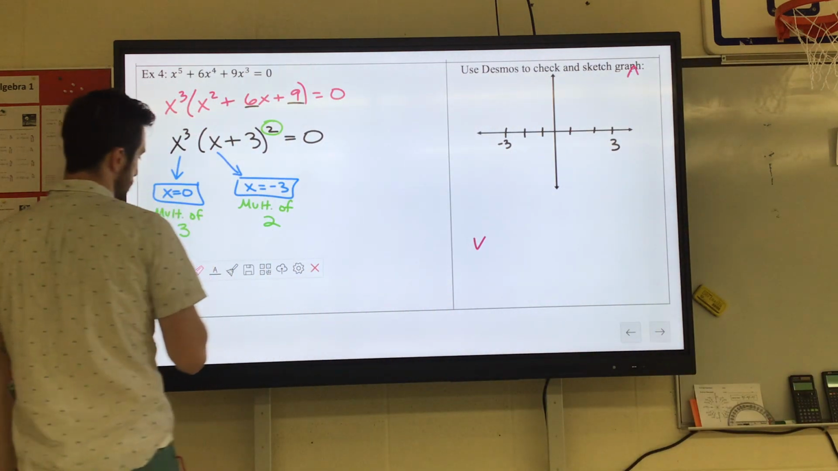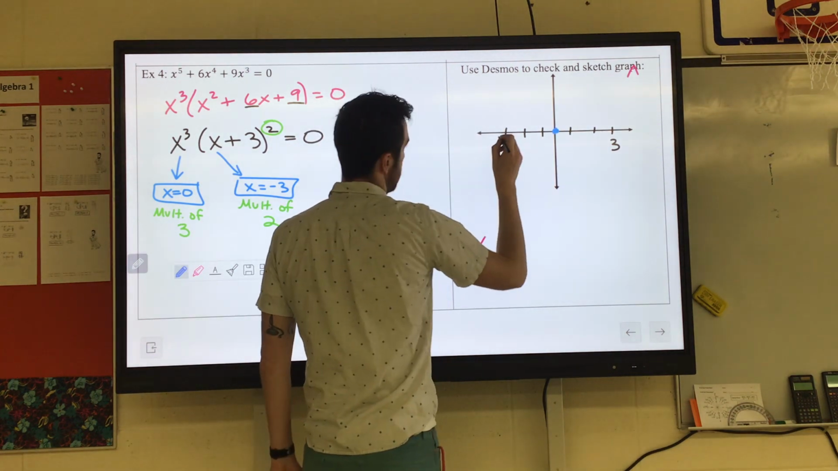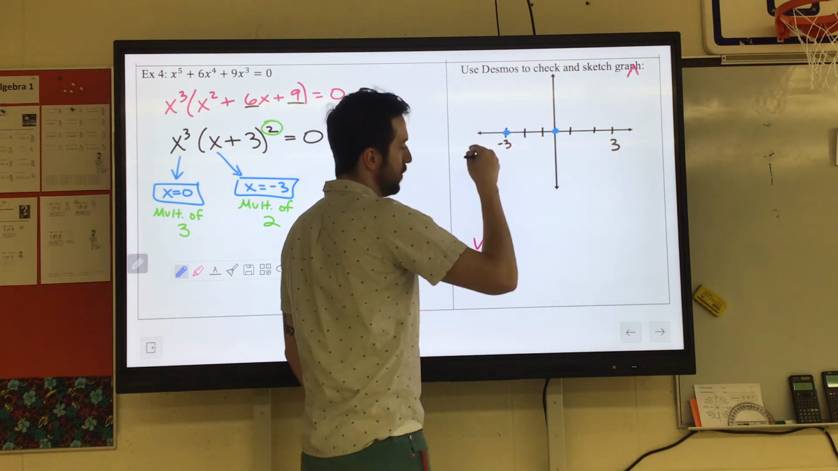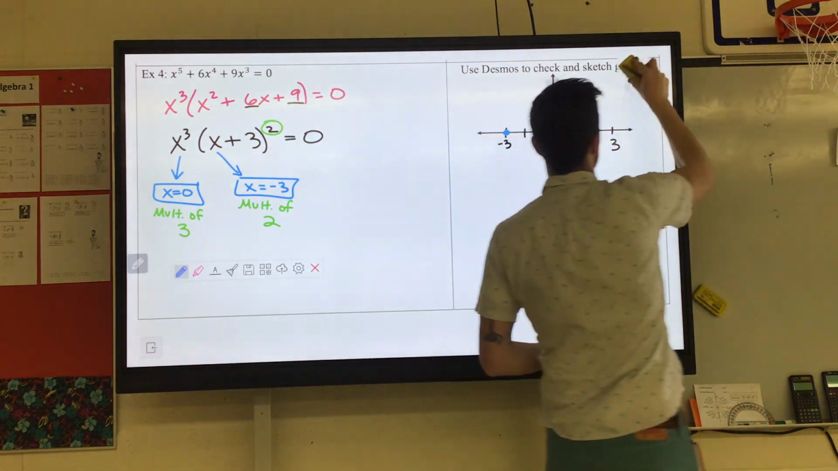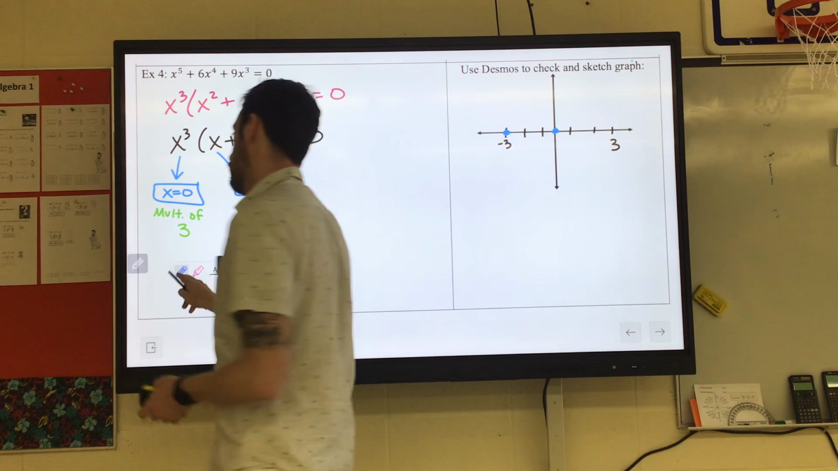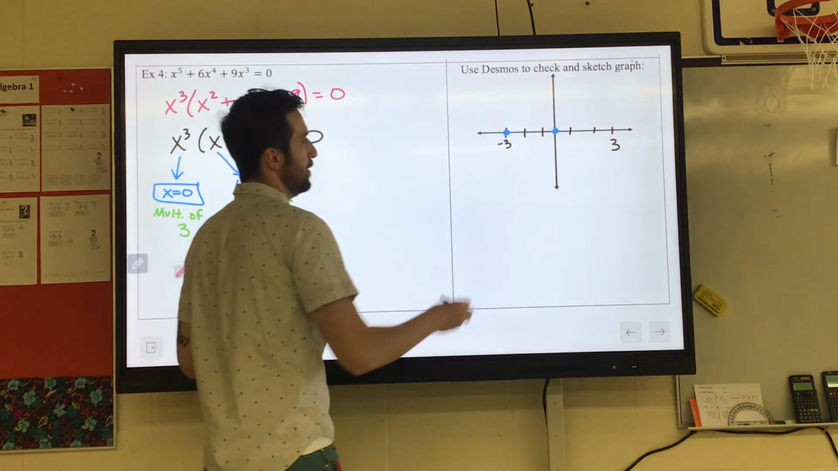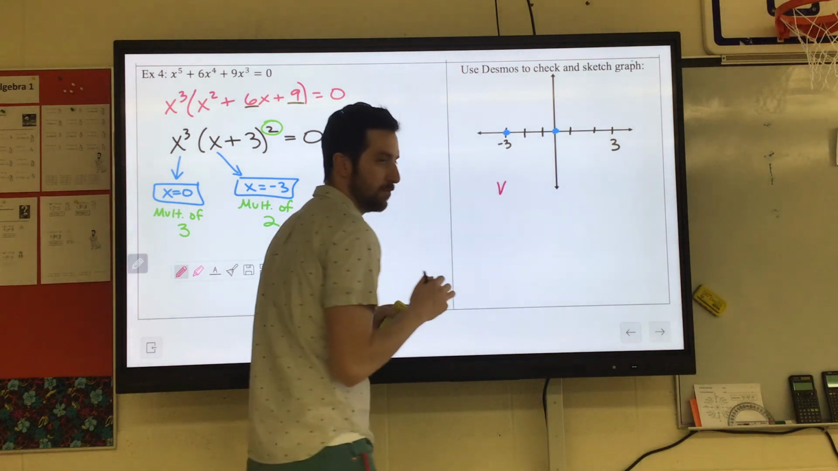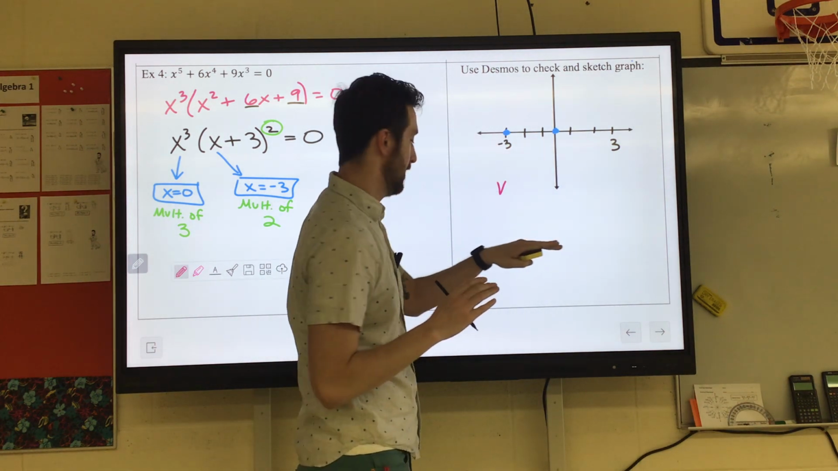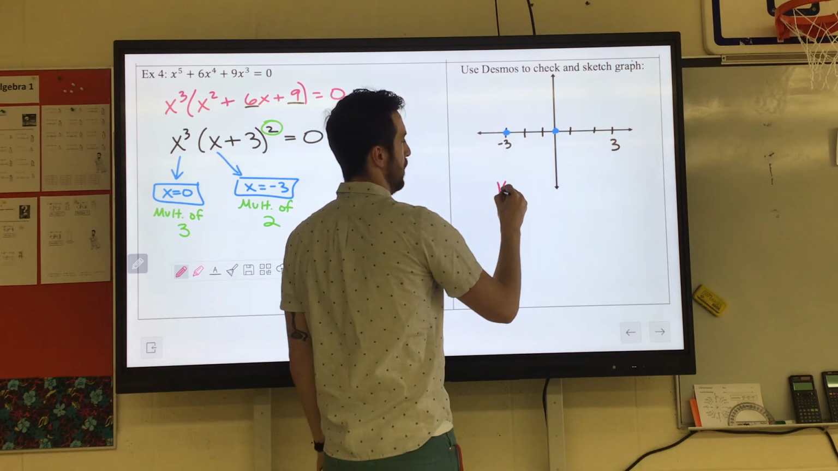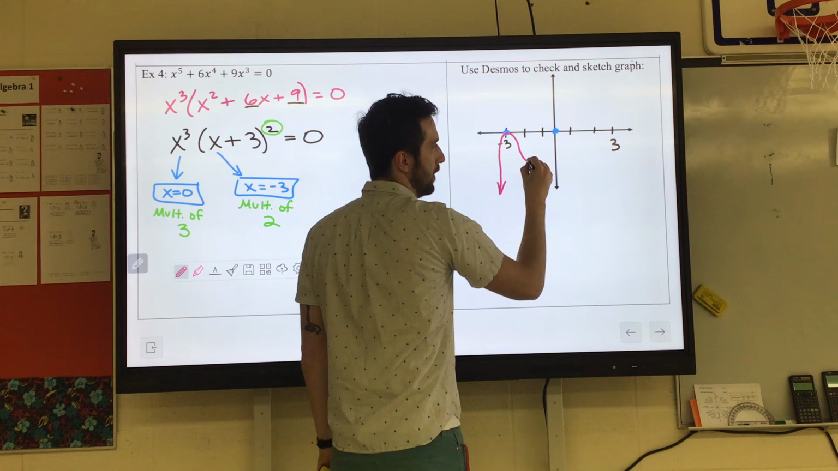So look, our two zeros are at 0 and negative 3. So we know we're starting low, we're ending high, and we need to go through those 2 points. Here we go, guys. We're starting low. At negative 3, it has a multiplicity of 2, so that means it's going to hit that point and then come back down. So we're going up. As soon as we hit that dot, oh, we're back down.